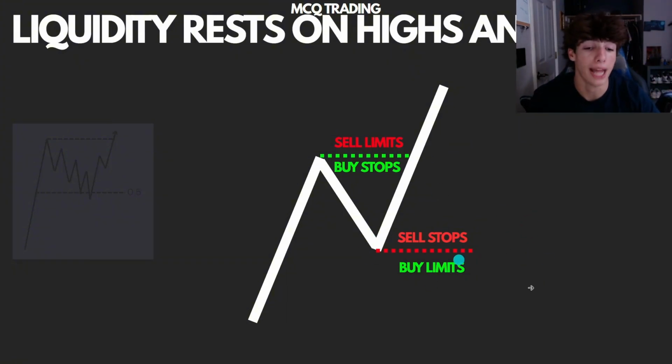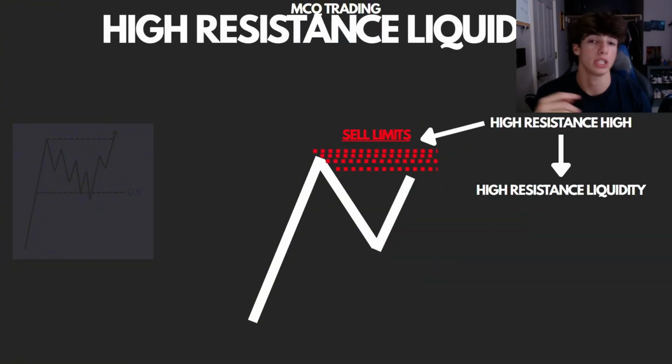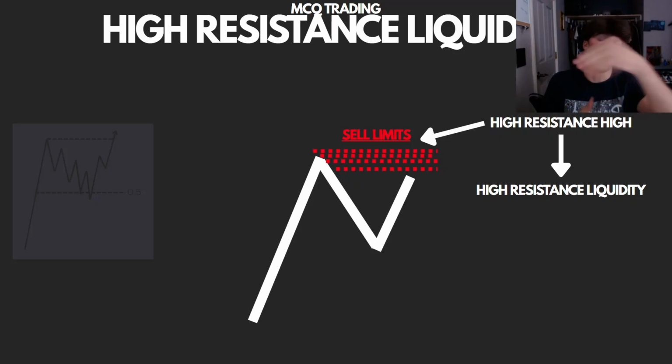So you usually see buy limits placed at those lows, sell stops at the lows, sell limits at the highs, and buy stops at the highs, right? Now reverse this and say we have some kind of structure where there's a ton of sell limits at that high. That is going to be a high resistant high, because as we know, sell limits get hit, right? It's going to give us confluence and selling pressure to continue pushing price lower. When sell orders get triggered, price gets pushed lower, right?